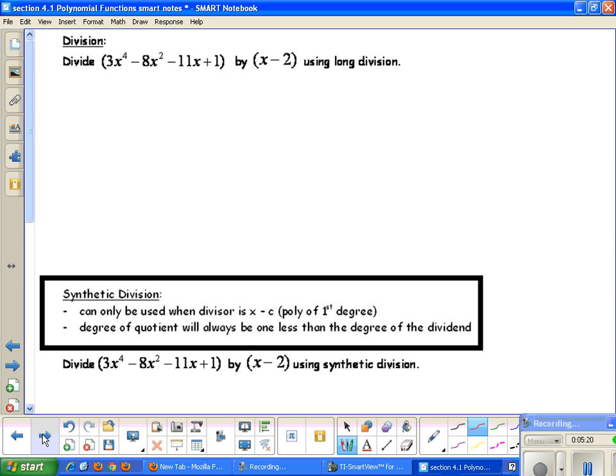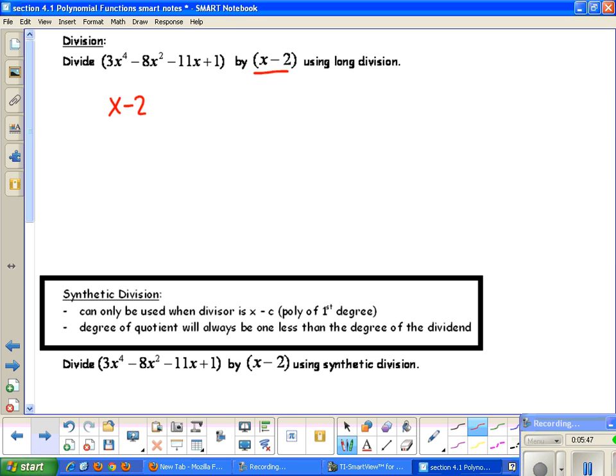In this chapter, we're also going to talk about long division. So we want to divide this polynomial by x minus 2 using long division. Remember, when you're dividing your polynomial, that means that this right here is going to be the part that uses your divisor, and that goes in front. So the next part is the dividend, which goes underneath.